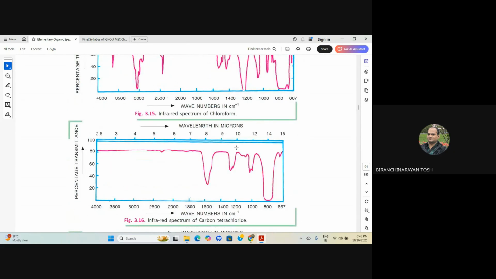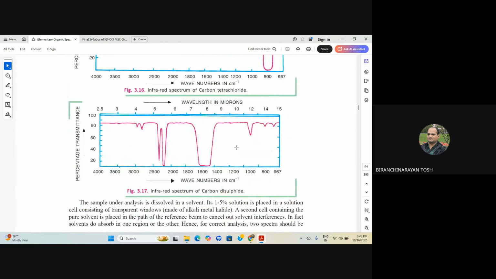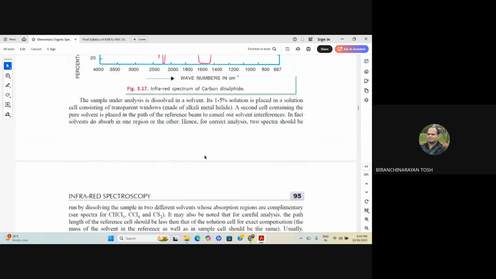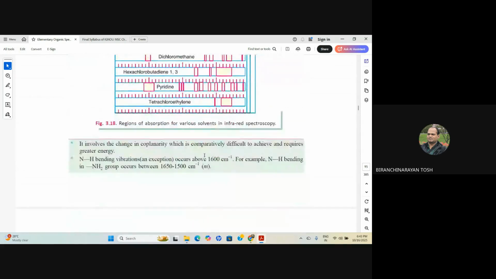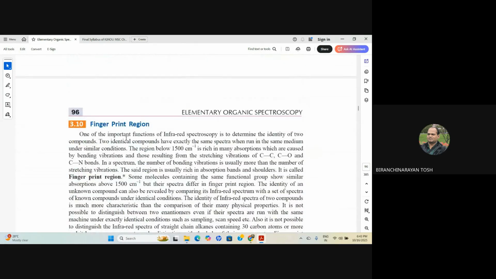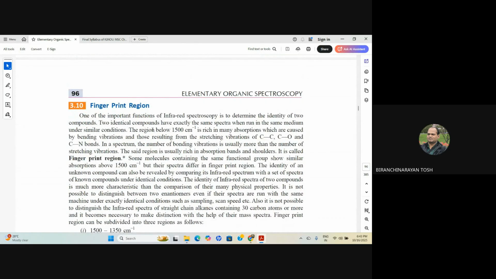Carbon tetrachloride or carbon disulfide, others are also there, we'll discuss one by one. You see, the fingerprint region is written here: the region below 1500 cm inverse. In many observations I told 1700, here it is 1500, because 1735.